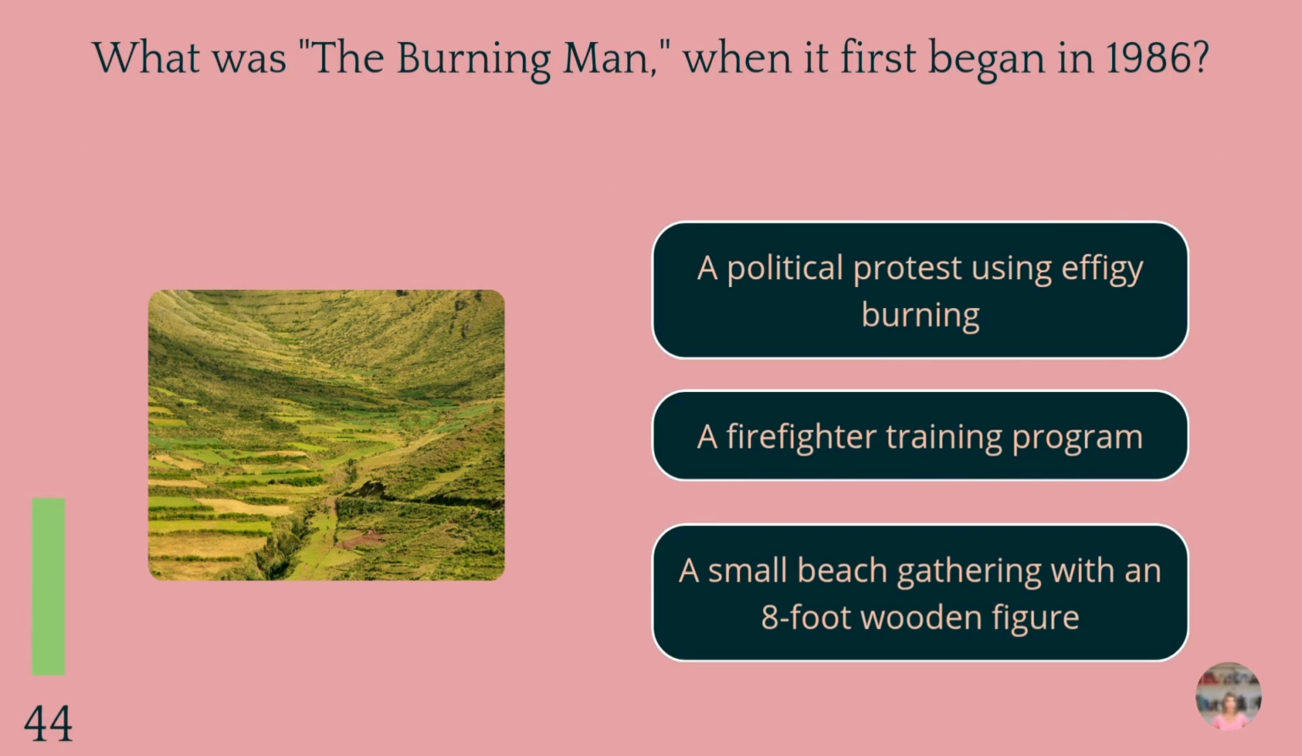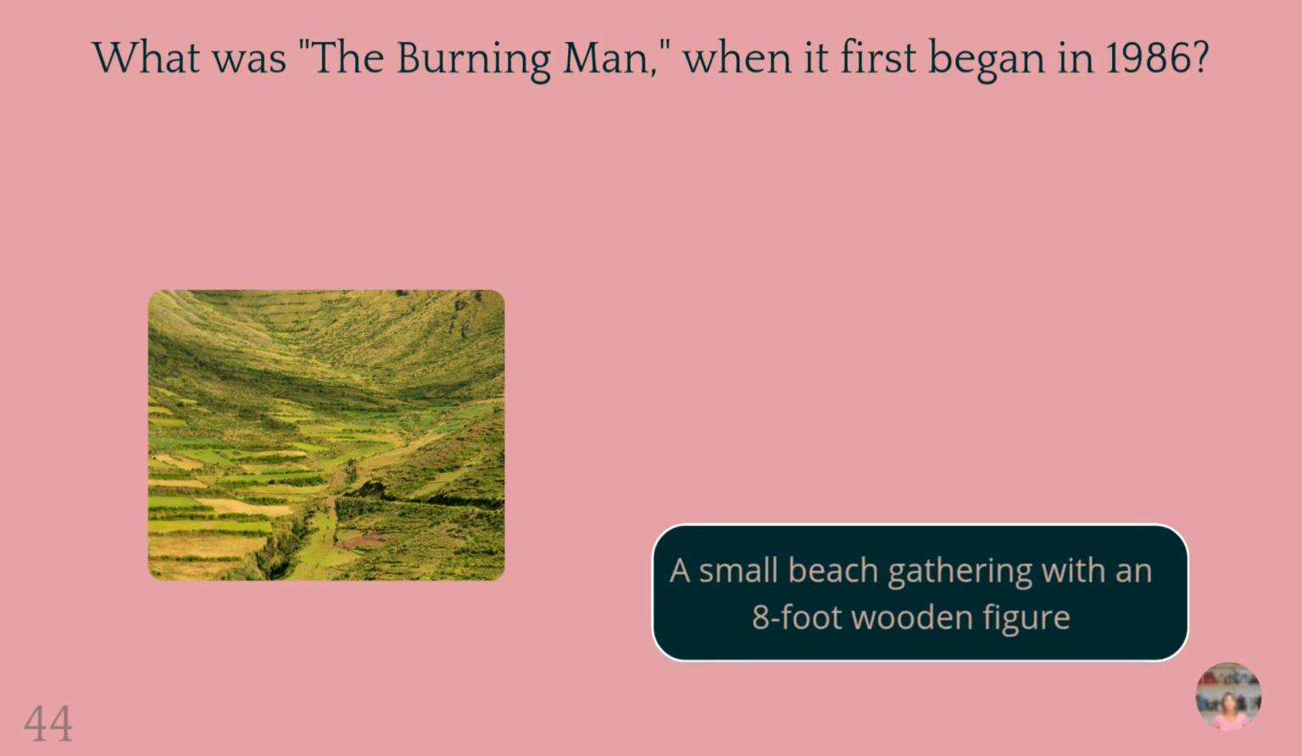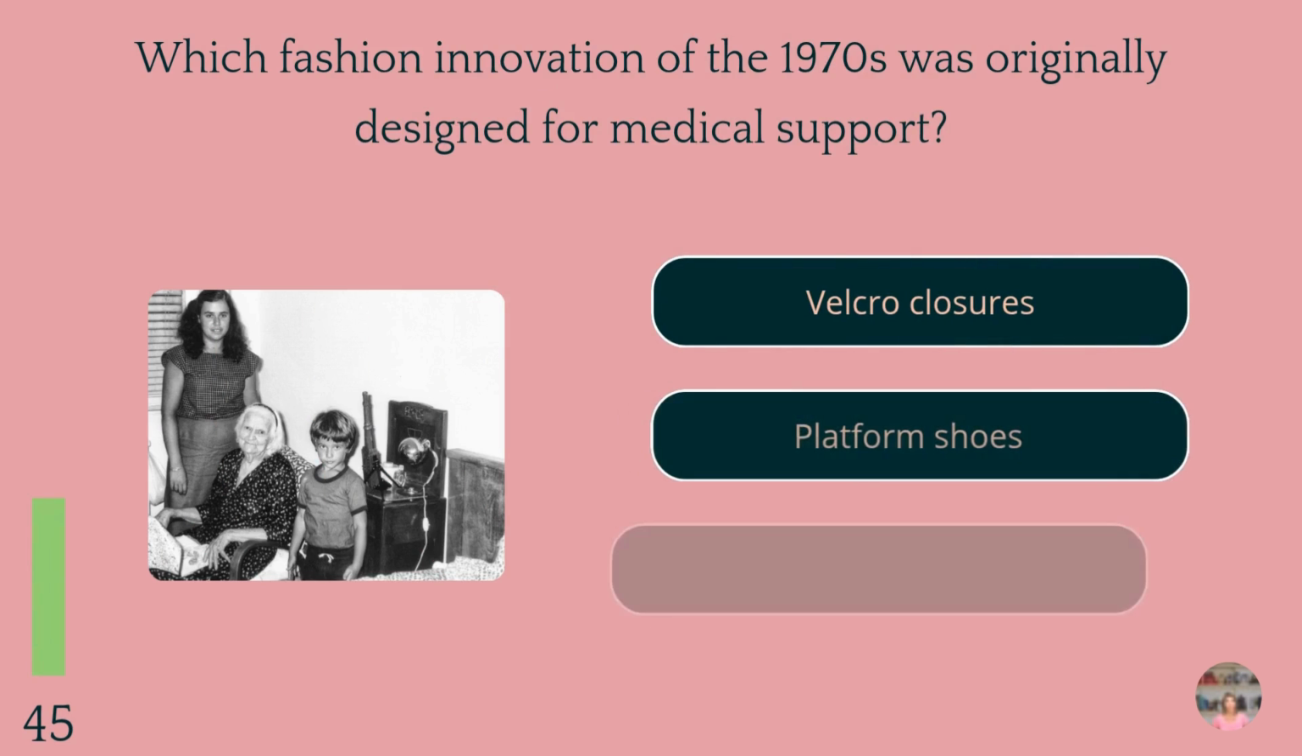What was Burning Man when it first began in 1986? A political protest using effigy burning, a firefighter training program, or a small beach gathering with an 8-foot wooden figure? A small beach gathering with an 8-foot wooden figure.